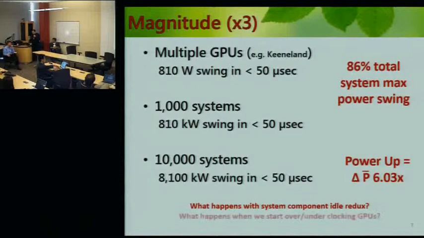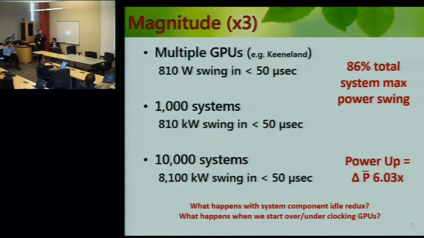The next thing is what happens when we start over and underclocking GPUs. Martin and I were talking earlier about what happens when Turbo Boost is turned on in a supercomputer. It's not fun. It can cause a brownout.